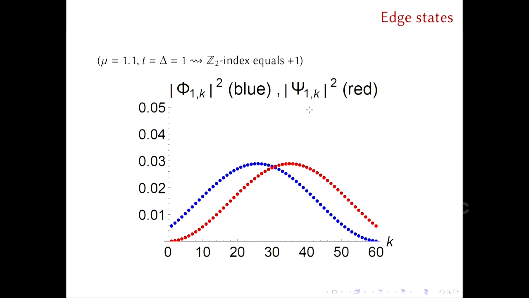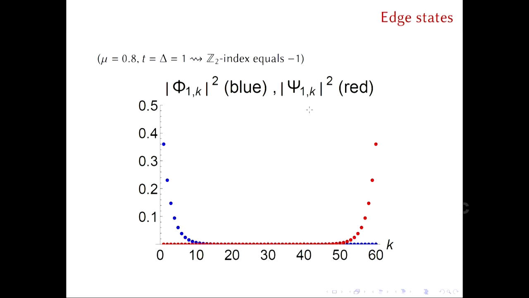So for instance, in a region which is non-topological for a chain of 60 sites, you have this distribution of the Majorana fermions. But if we go to the topological regime, even at a small number of sites like 60, you see how the edge modes start to move to the edges. So the red to the right-hand side and the blue to the left-hand side.